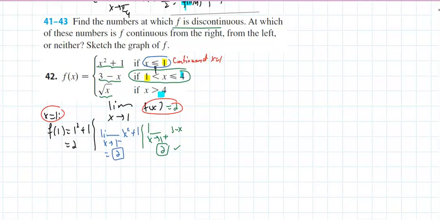Now, let's try to figure out what happened at 4. At 4, I want to figure out what f of 4 is. I'm sorry, did I say 2? You know what I meant. When I say 2, I mean 4. F of 4, this is including 4. And that would be, what? F of 4, it's included in there. That will be the 3 minus 4.